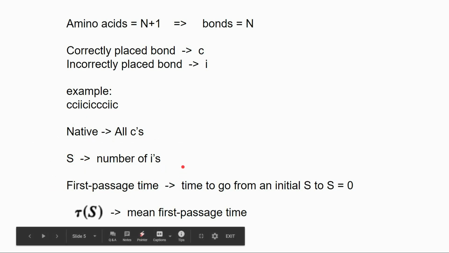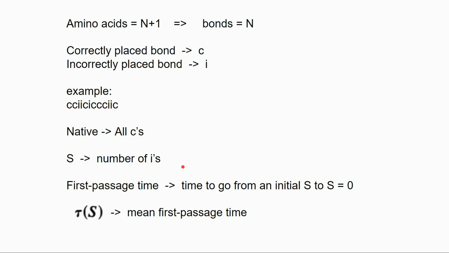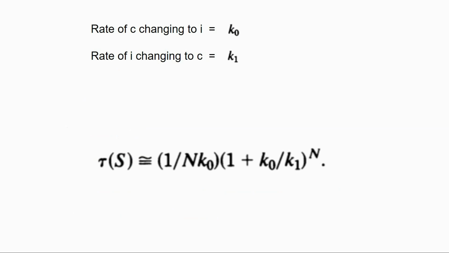And let's define another term which is known as the first passage time, which is the time to go from some arbitrary initial S to S equal to 0, which is the native state. And let tau S be the mean first passage time, which is the average first passage time over all the pathways from that initial S to S equal to 0. So now we have this model, and let's see what this mean first passage time turns out to be. This mean first passage time is the time that the protein requires to fold.